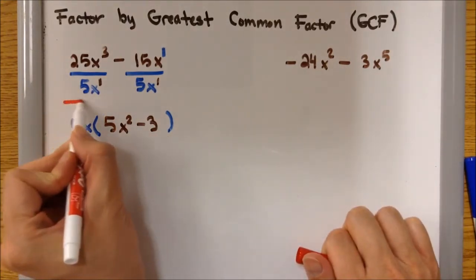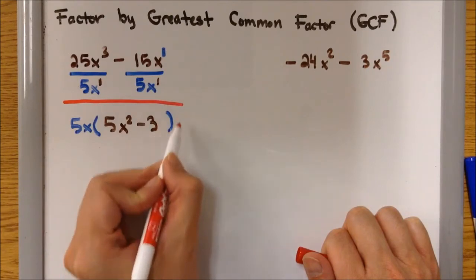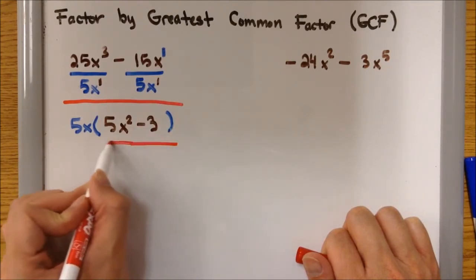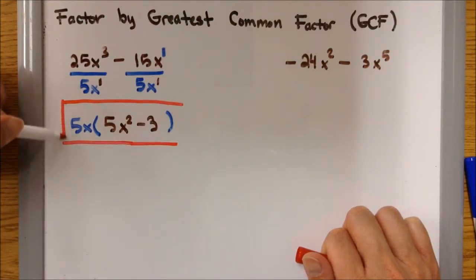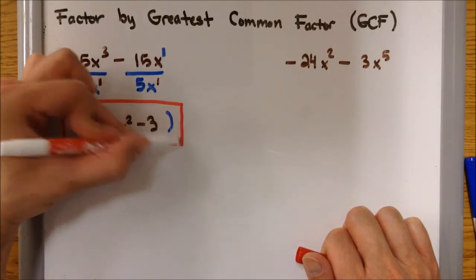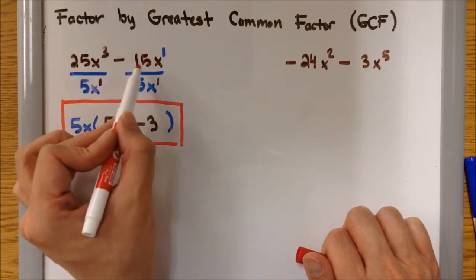So this, 5x times 5x squared minus 3, is our answer. Those are the factors for 25x to the third minus 15x.